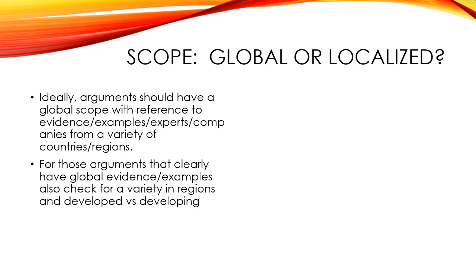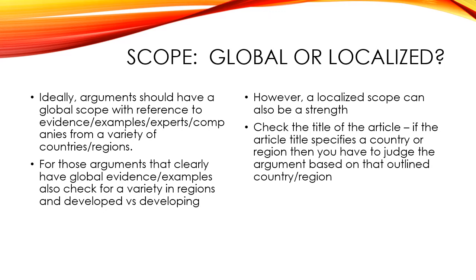So even though global scope sounds like a no-brainer, you do have to dig deep in your evaluation to determine if it enhances the argument or if it diminishes. Now, some articles don't have a global scope, they have a localized scope. And you may be quick to write this off as a flaw, but they can be a strength. One big tip I give is to check the title of the article. If the article title specifies a country or region, then you can't fault it for not mentioning other places.